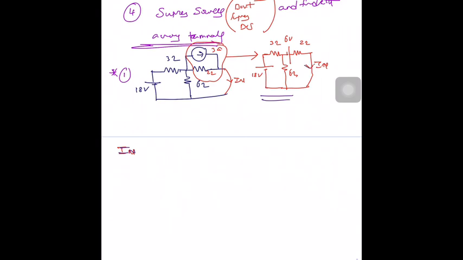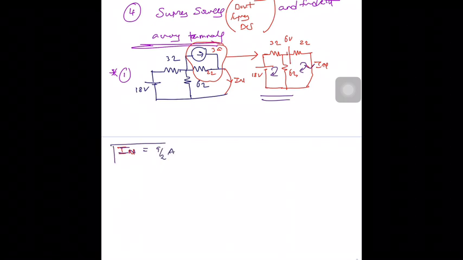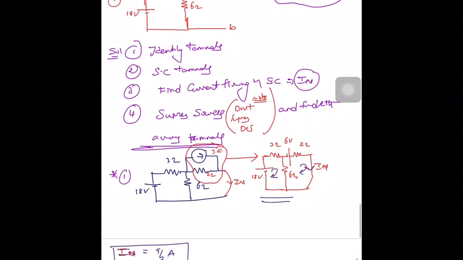But this is the normal way of finding current IN, right? Which is normal mesh analysis or so on. So IN is equal to, we get an answer of 9 by 2 amperes. Now the second step, finding RTH.